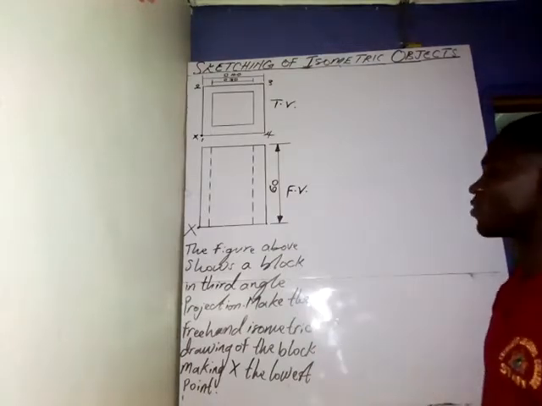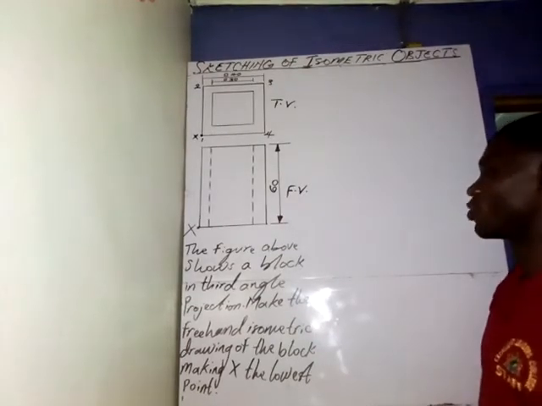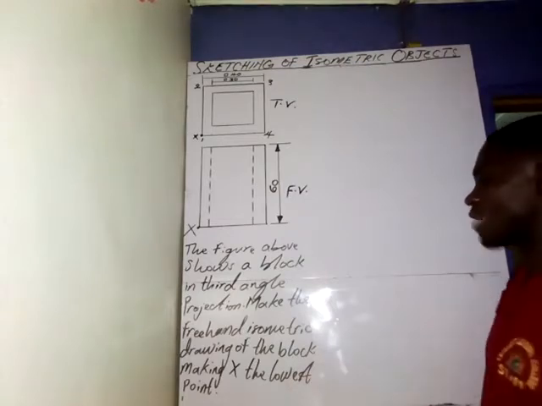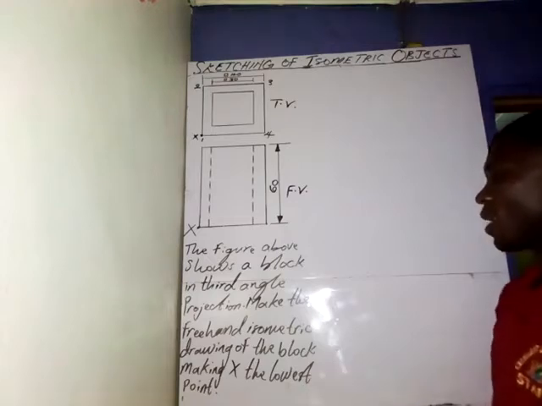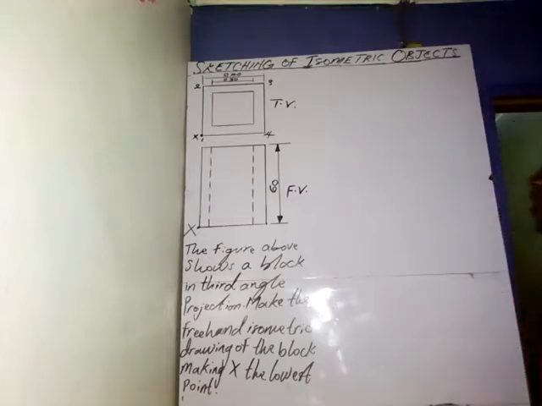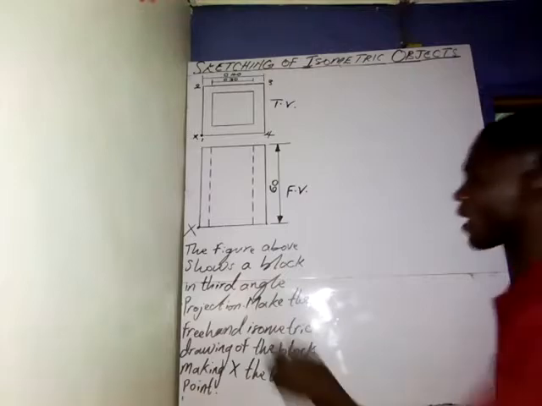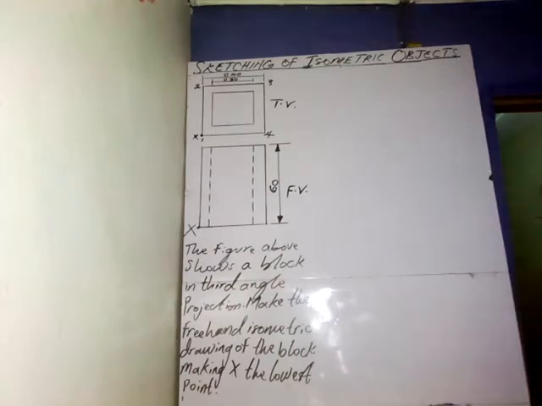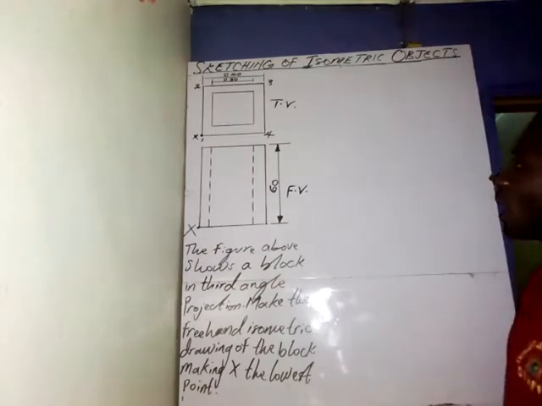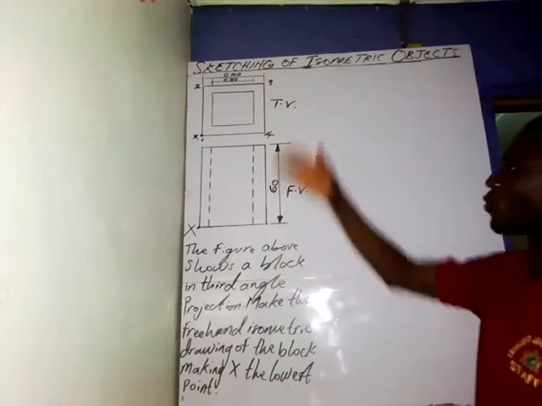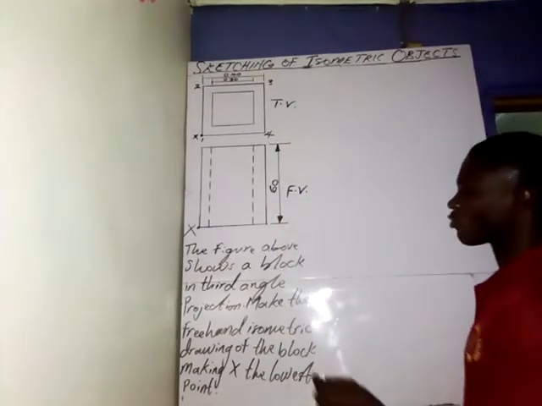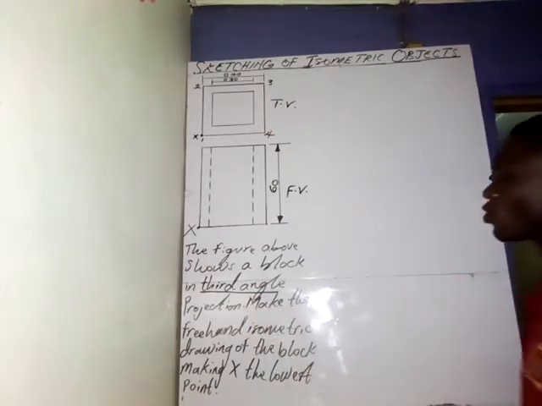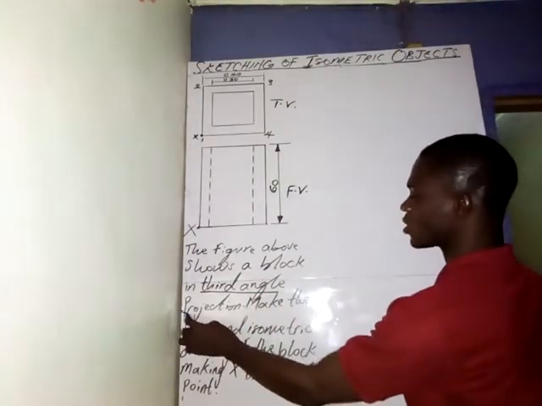The instruction says that the figure above shows a block in third angle projection. Make a freehand isometric drawing of the block, making X the lowest point. So here we have X, which is the lowest point that we are asked to focus on. We are told that the views are made in third angle projection. So what is third angle projection?